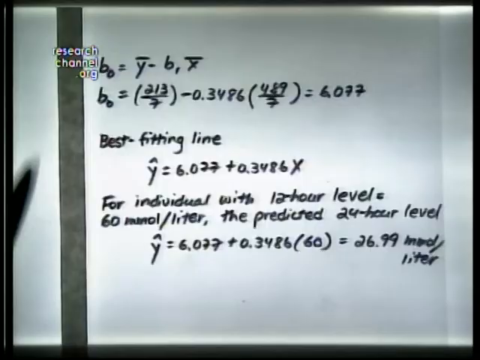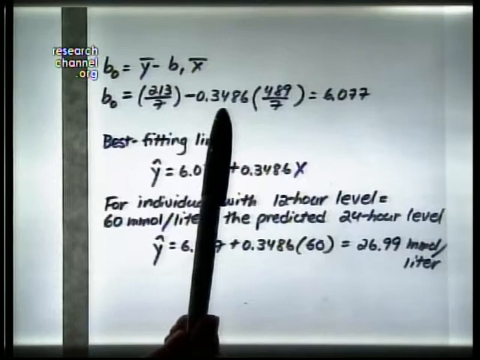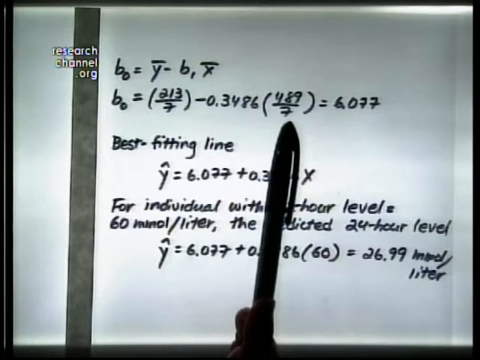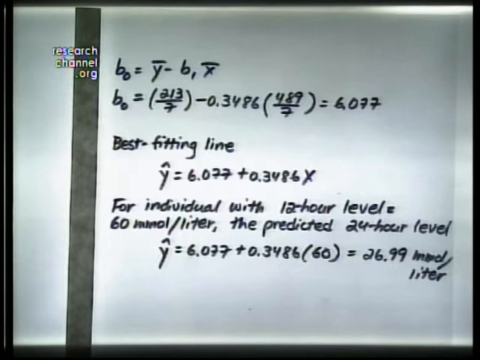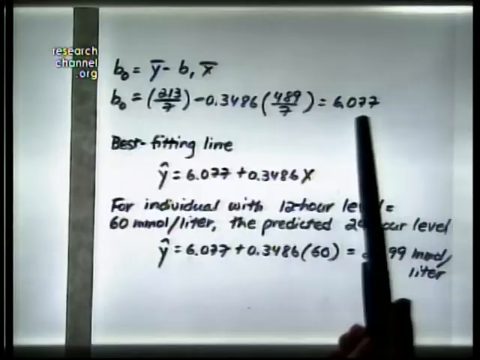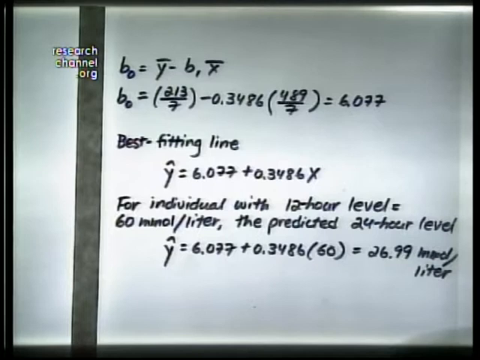Once we have that estimated slope, we can easily solve for the estimated y-intercept by taking the mean value of the y, which was the average 24-hour level, minus the estimated slope of 0.3486 times the mean of the x's, which in this case was the mean 12-hour level. We would see that the intercept is 6.077. Again, that intercept isn't very meaningful. It tells us that if the 12-hour level of cotinine was 0, the expected 24-hour level would be 6. But in fact, the data ranged only between about 15 micromolars per liter and 160 micromolars per liter for the 12-hour measures.